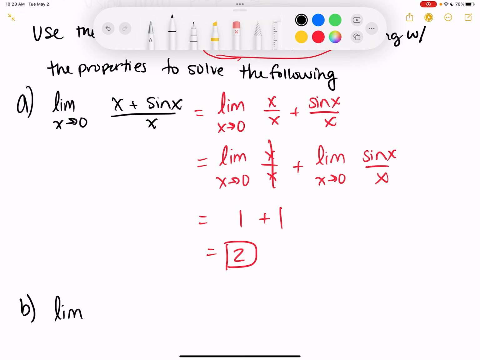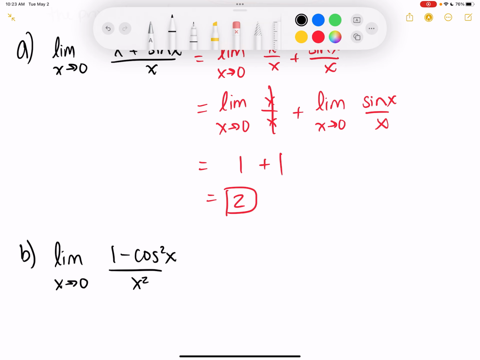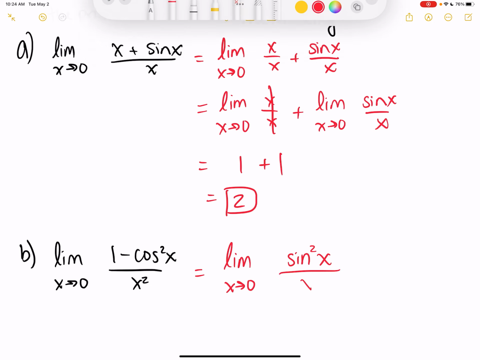The next one, the limit as x approaches 0 of 1 minus cosine squared of x over x squared. What do you see about this one? Isn't that like an identity or like a property or something? Yep. Which one is it? Or what's it equal to? Sine squared. Yep, it's sine squared. So sine squared plus cosine squared is equal to 1. So having that gives you sine squared of x over x squared.